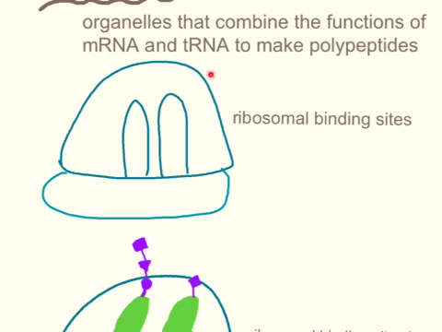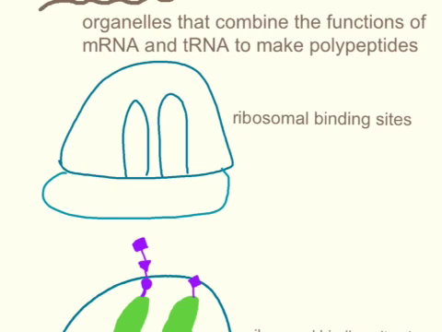There are two subunits, the larger one and the smaller one, and there are two tRNA binding sites, which are right here, and an mRNA binding site, which is right here. Each of the subunits is made up of protein and a special kind of RNA called ribosomal RNA.